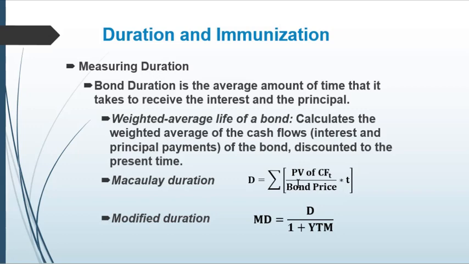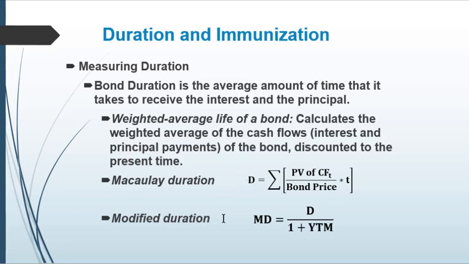So the very first year would be the cash flow year 1 divided by the bond price times 1. Then the next one would be the present value of the cash flow year 2 divided by the bond price multiplied by 2. And then you add those all up. That is what is referred to as Macaulay's duration.